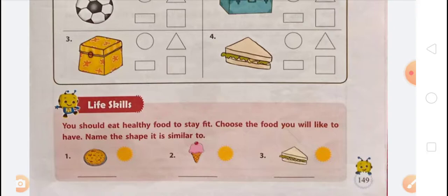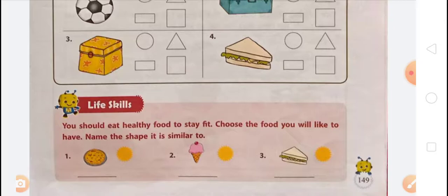Whichever food you would like to have, you take it and name the shape it is similar to. If you would like to have pizza, we write down circle, because pizza is similar to a circle. In the second, if you like ice cream, we write cone, because ice cream is similar to a cone. And in the third, the sandwich is similar to a triangle, so we write triangle.